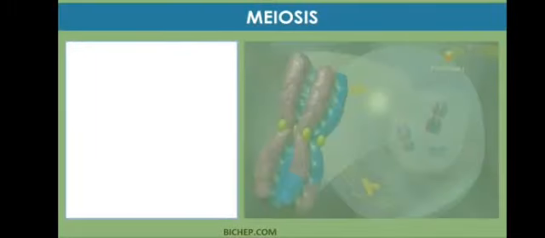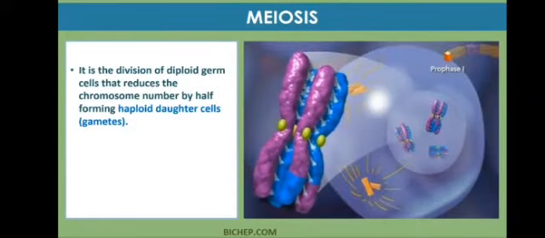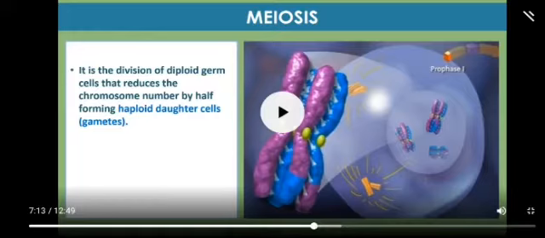In the previous session, we discussed mitosis, and today we are going to talk about meiosis. It is a kind of division of diploid germ cells that reduces the chromosome number by half, forming haploid daughter cells. Mitosis, as we have already discussed in the previous lecture, is also known as equational division. Why? Because the number of chromosomes remains the same in the daughter cells also. But in meiosis, the number of chromosomes becomes half in the daughter cells.